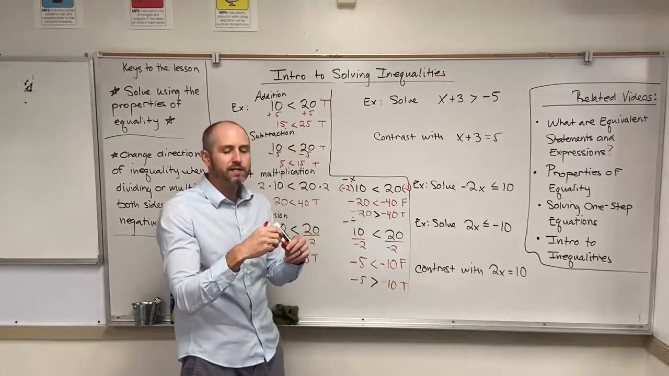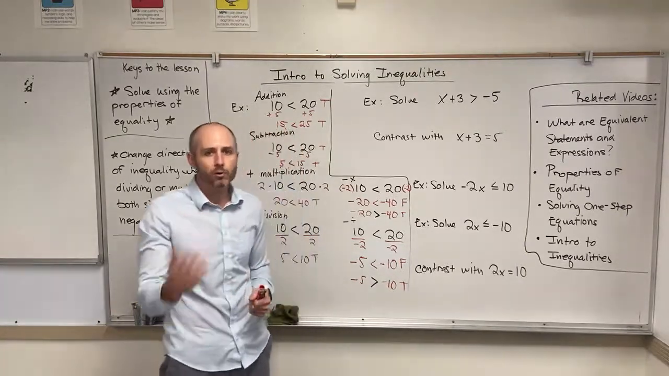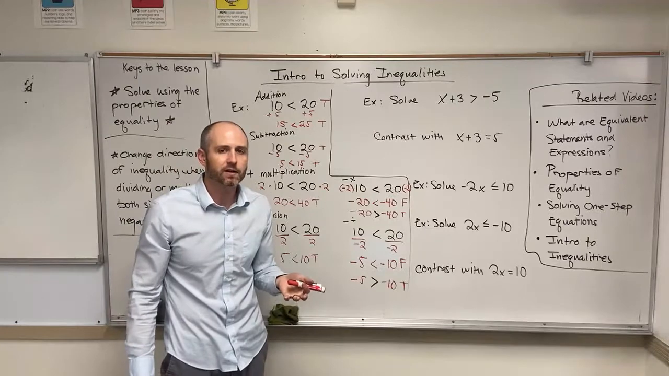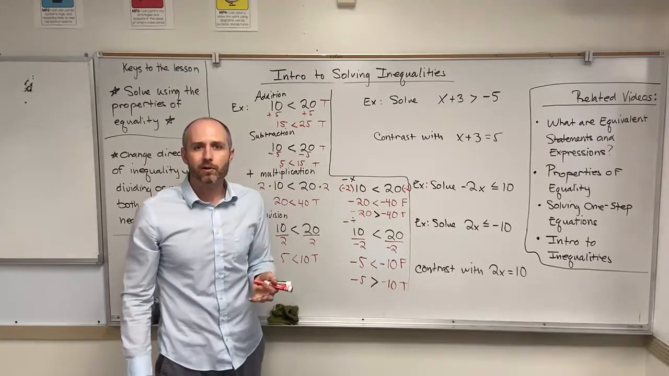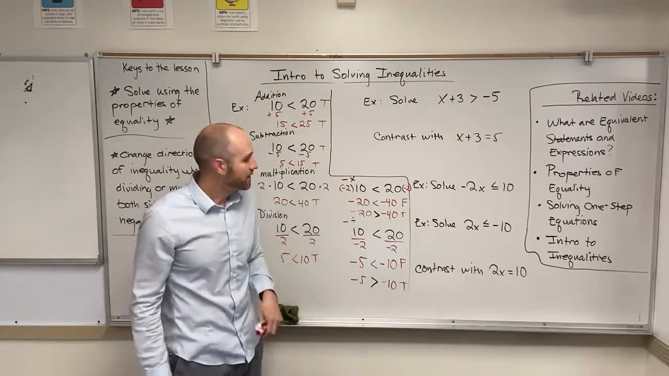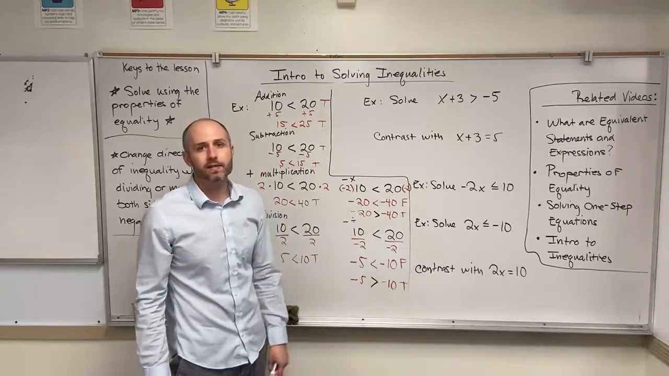And so that's the reasoning behind why when you multiply both sides or divide both sides of an inequality by a negative number, you have to change the direction of the inequality to maintain the truth of the statement.